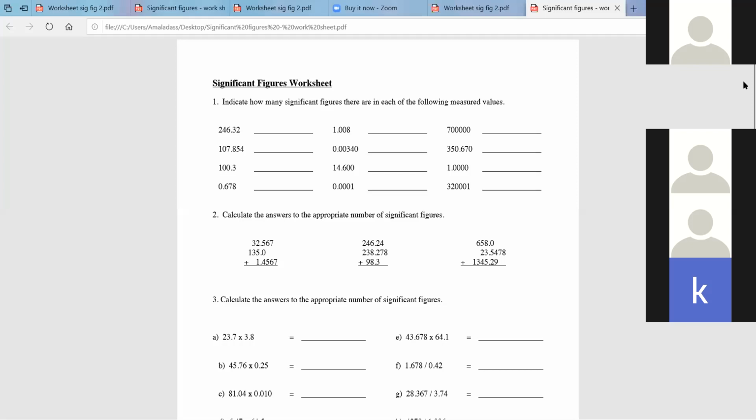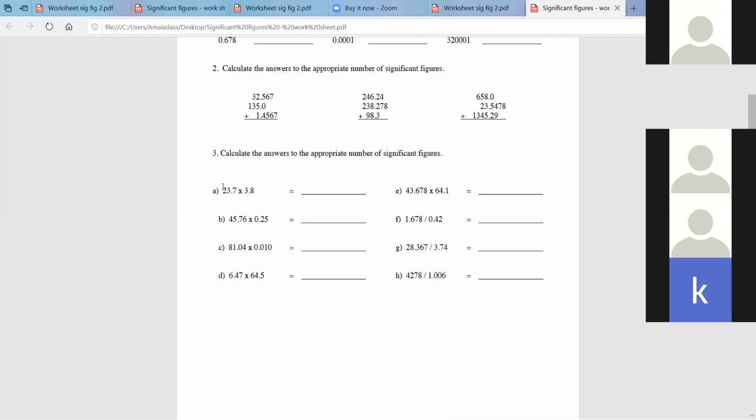Okay, now look at the first problem. Please solve the first problem and tell me now. 23.7 multiplying with 3.8. 90.06. Yes, sir. 90.06. This is the original value, right? Yeah, exactly.